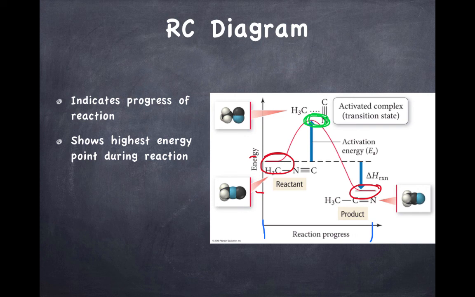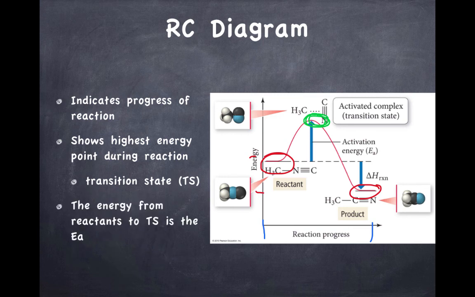has a couple of names. Sometimes it's called an activated complex, and sometimes you hear it called a transition state. So I'll generally refer to it as a transition state. It's that transition from reactants to products. So the energy from the reactants to the transition state is the energy for the activation energy. So we see that right here, our blue arrow going from the energy of the reactants up to this top hill. So the difference in those energies is going to be our activation energy.